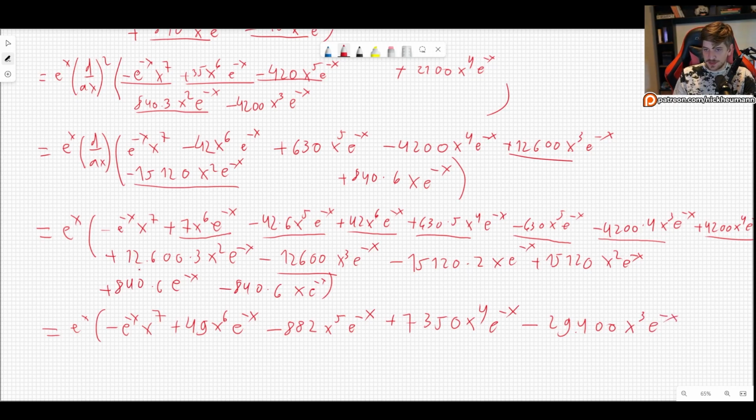Then we have our squares. So square there and there. So that is 12,600 times 3 plus 15,120. That would be 52,920. And yeah, and then we have x squared e to the minus x.